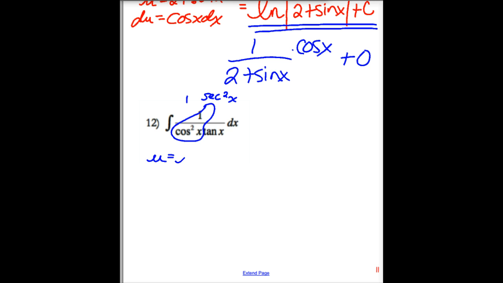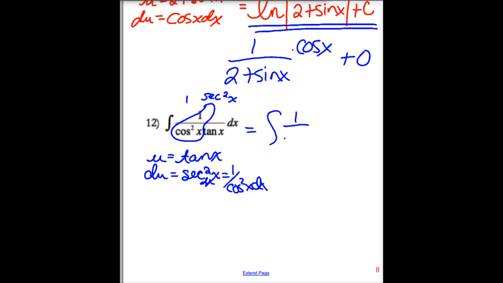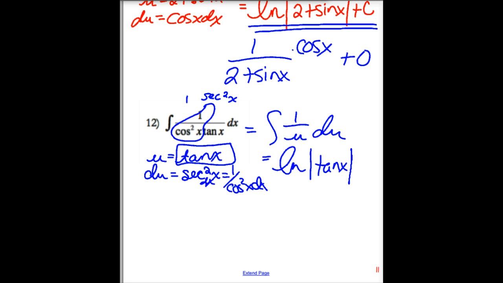So my choice for u in this case would be the tangent of x, because that way when I take its derivative with respect to x, I get secant squared x, which is really 1 over cosine squared x dx. I've got my little dx on there. So when I write this, I actually do have 1 over u du, which is ln absolute value of u plus C. And I'm done.